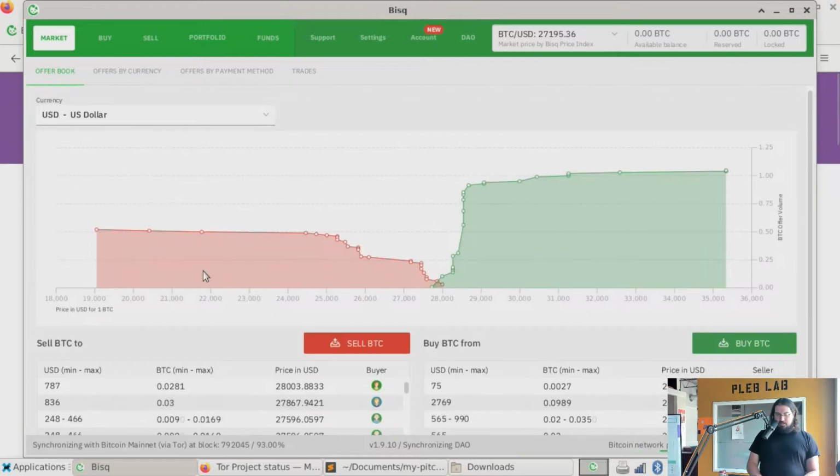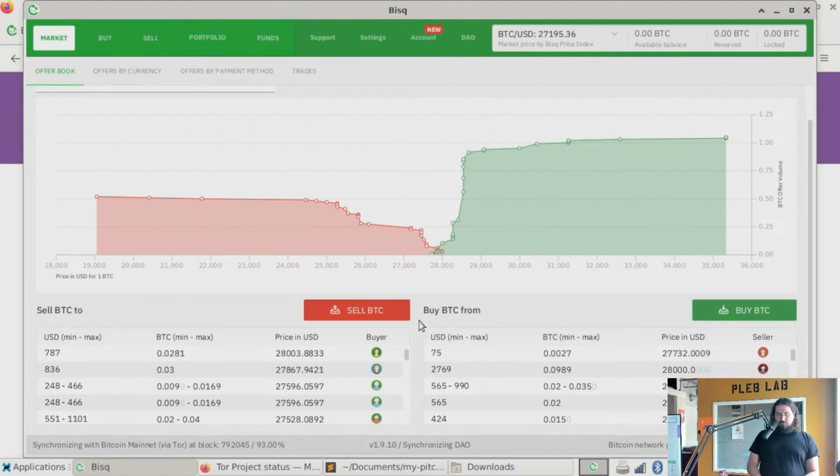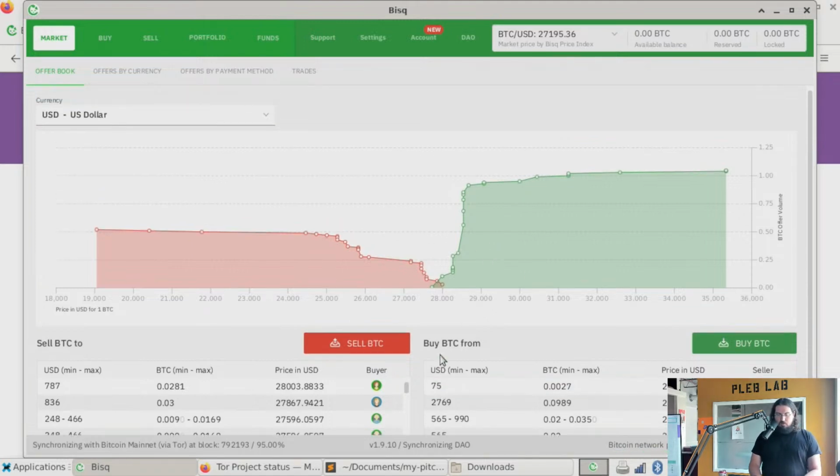So what it's displaying here is like an order book. This is showing recent trades that have happened on Bisq and offers that have been made. Each one of these little dots up here is an offer, and this shows the different prices that Bitcoin is being offered at. There are buy orders and sell orders. The red ones are, I think, sell orders, and the green ones are buy offers. But yeah, this is what Bisq looks like.